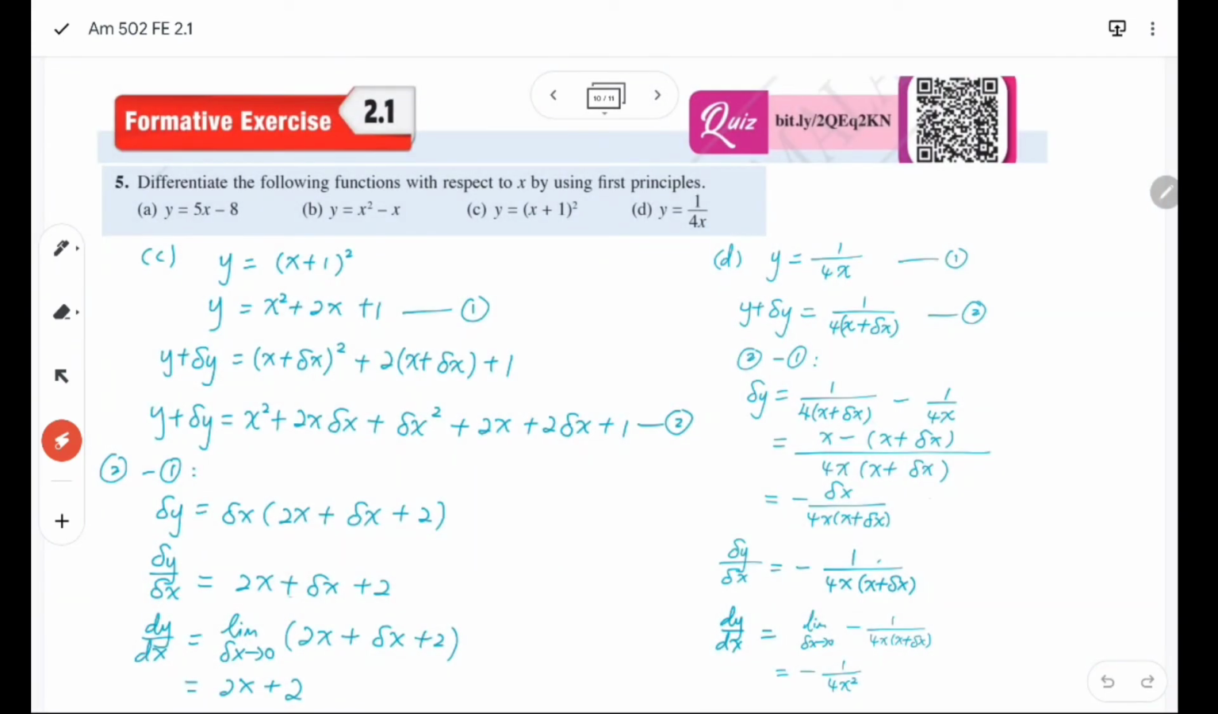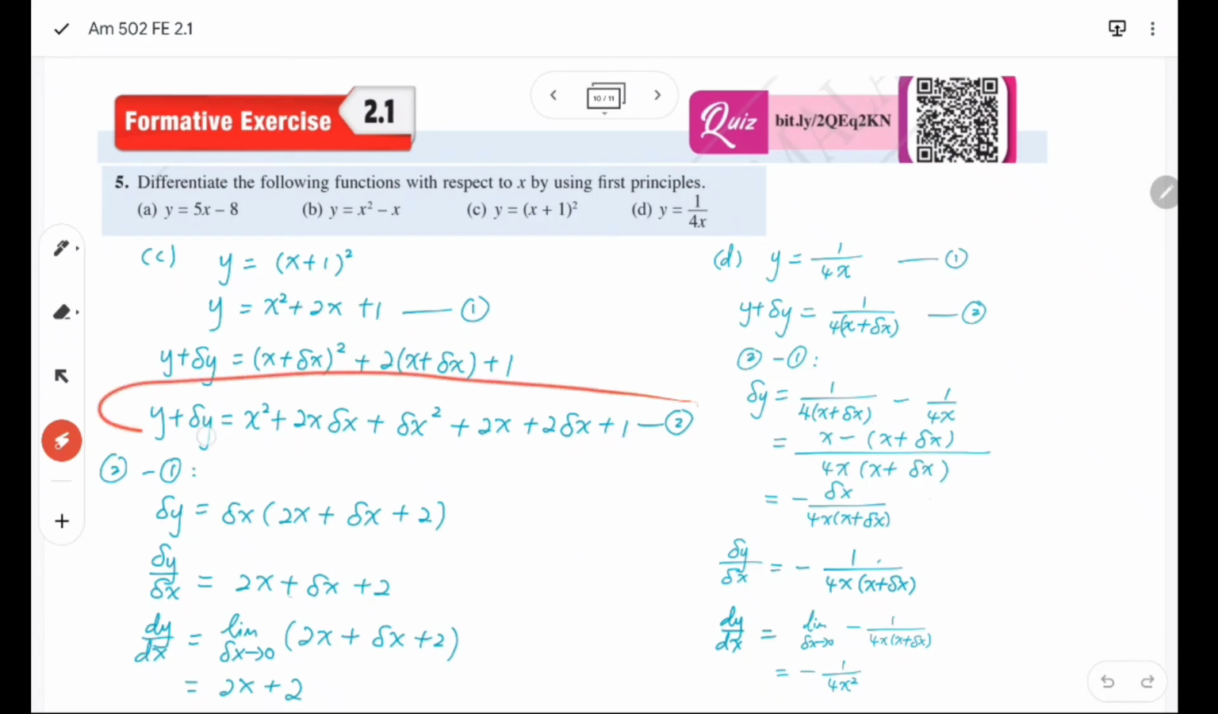C. y equals x plus 1 squared. So I will expand the y. So y equals x squared plus 2x plus 1. Then the second point would be y plus del y equals x plus del x squared plus 2 times x plus del x plus 1. So expanding, we get y plus del y equals x squared plus 2x del x plus del x squared plus 2x plus 2 del x plus 1.